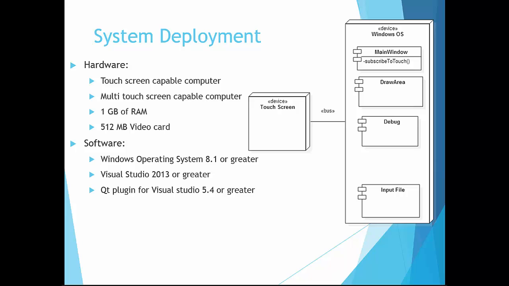The device, in this case a touchscreen, communicates to the rest of the system via bus. The rest of the system is running on a Windows operating system. We have three different classes: the main window, the draw area, and the debug. And then we have an input file.